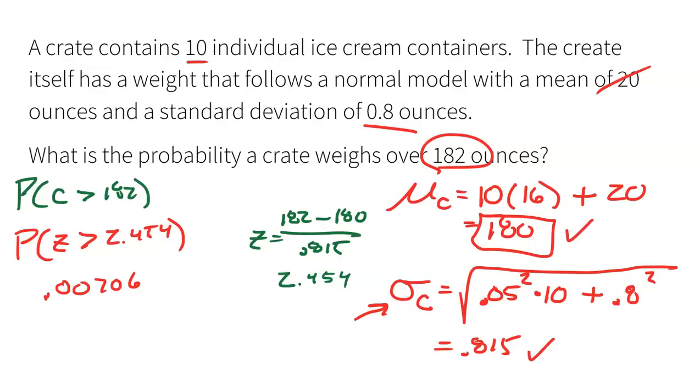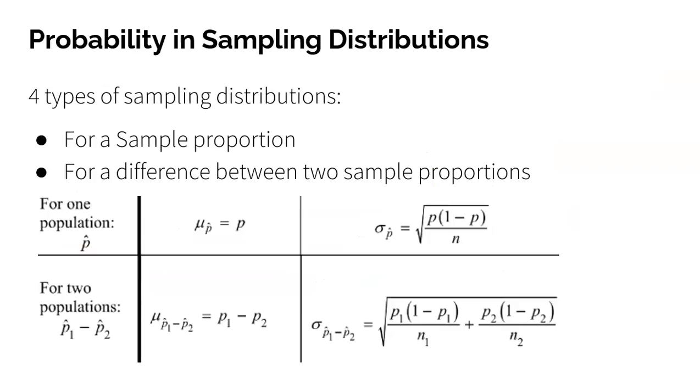All right, the last place that probability is going to be used on the AP exam is with sampling distributions. Now, there are four types of sampling distributions. Let's start off with two of them dealing with proportions. We can find a sampling distribution for a sample proportion. We can also find a sampling distribution for the difference between two sample proportions.